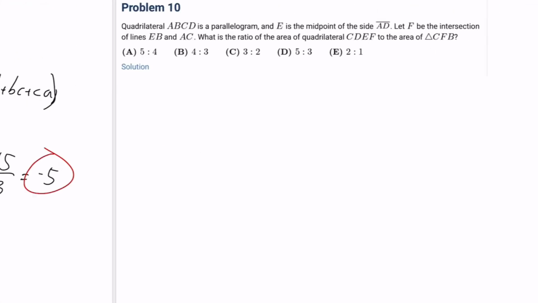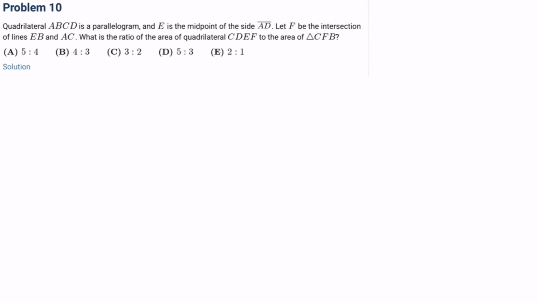It's A. Number 10, quadrilateral ABCD is a parallelogram and E is the midpoint of the side AD. Let F be the intersection of lines EB and AC. What's the ratio of the area of quadrilateral CDEF to the area of CFB? Okay, so we might draw a parallelogram like this, but see that there is no other restriction for the parallelogram, so any parallelogram will give the same answer. Why not have a square, because it's good to work with.